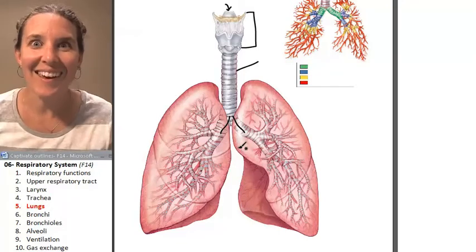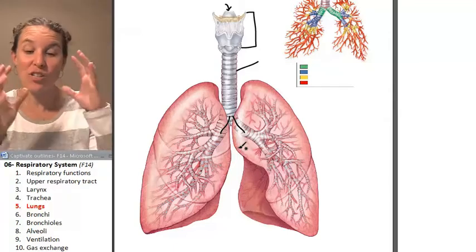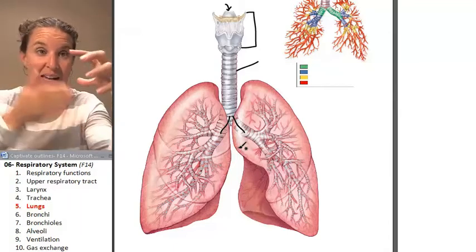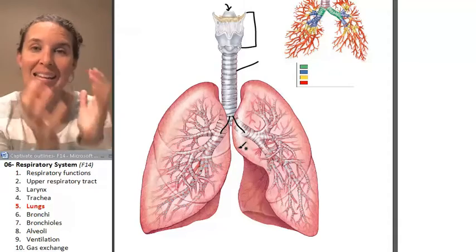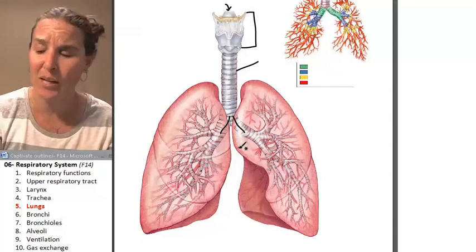But the bronchi are contained in the lungs. So you could take a lung out and cut it all up, and inside that lung, you're going to have all sorts of structures, and that's where we're going next.